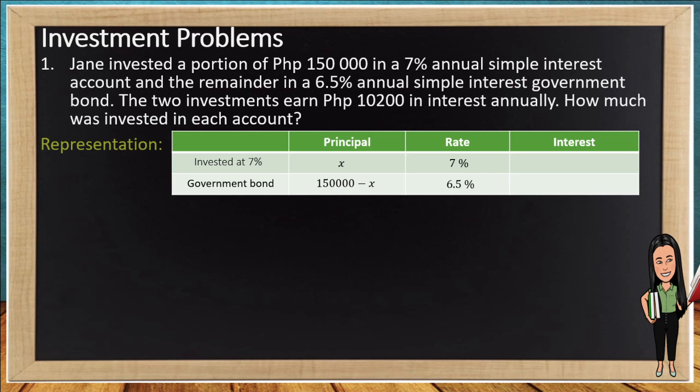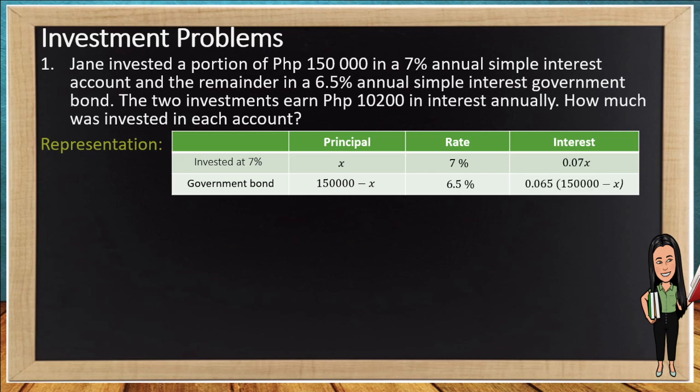So ngayon, yung interest, PRT, dahil yung P natin is X, X times the rate. Time is 1 year, so 1 na lang din yun, no need to write. So, interest equals P times R, the rate. We multiply the principal and the rate. 7% in terms of decimal is 0.07. That is 0.07x. And then the other one is 0.065 times quantity, 150,000 minus x.